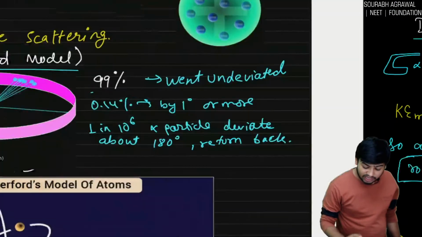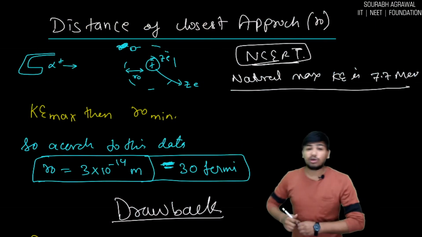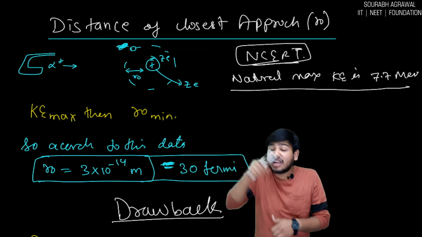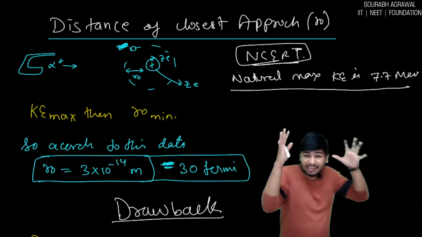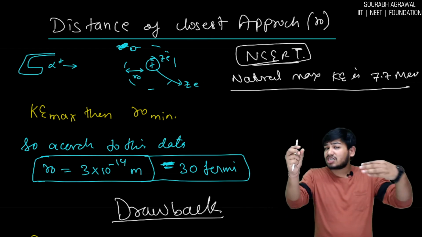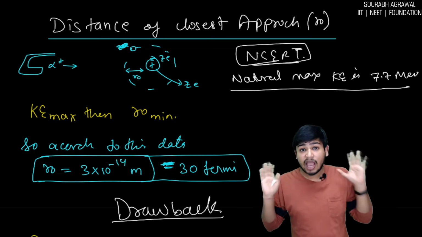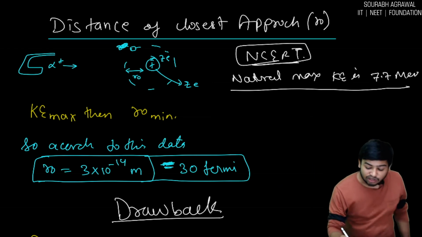Now after this, he also calculated the minimum distance of approach, that means approximately the radius of the nucleus. How he did all the calculation we are not going to see. I am just giving you a very simple idea and the result that you have to remember. So, distance of closest approach.